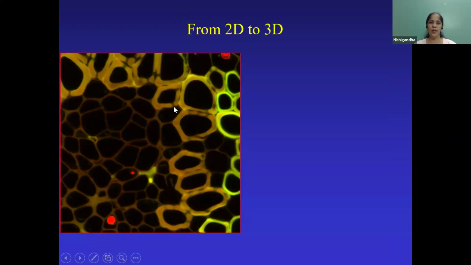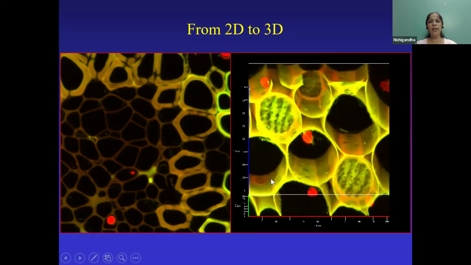Now look at this. This is Convoluta. This is a 2D image of Convoluta. You can see there are different objects sitting in this vacuole kind of thing. So what is it? Are they at the same plane? We have no information. But if you take a 3D image, you can get a little better information.